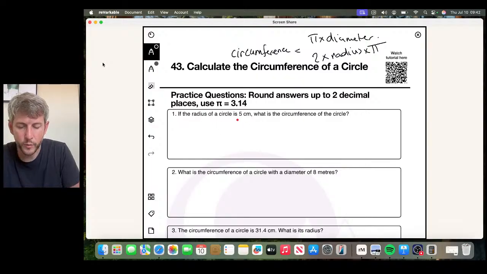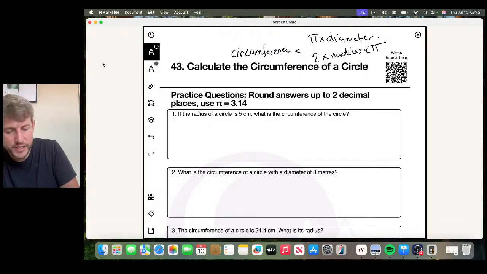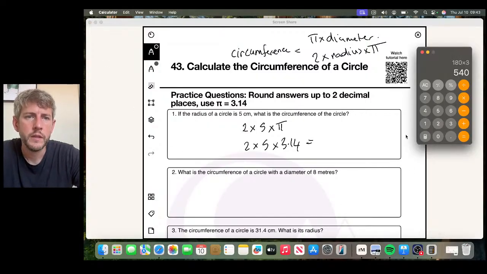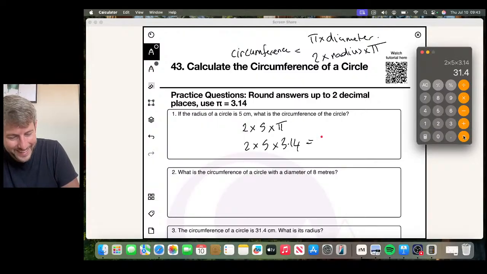If the radius of a circle is 5 centimeters, what is the circumference of the circle? So we're going to use the radius formula here, so it's going to be 2 times 5 times pi, okay, which is 2 times 5 times 3.14, and then I'm going to need to use my calculator for that. Okay, so 2 times 5 times 3.14. Okay, so here we go. So that is 31.4, and circumference is a length, so that's going to still be centimeters.